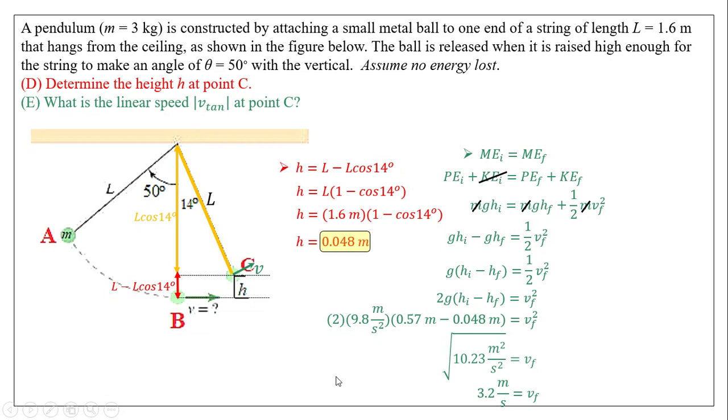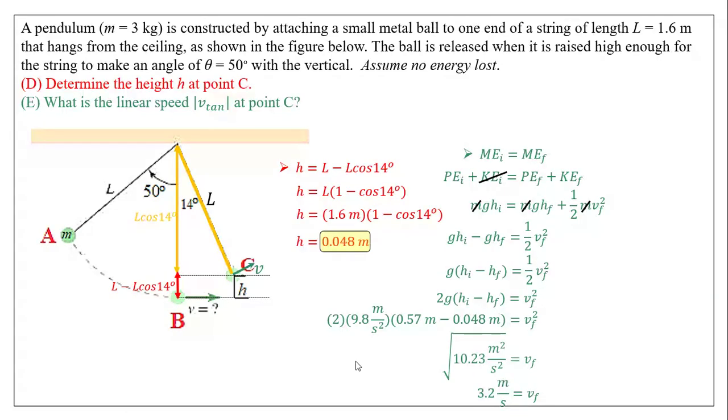Which makes sense, because the speed at the bottom, I think I calculated, was about 3.34. So as it rises, it has to slow down. So 3.2 is reasonable. I just know that it has to be smaller than 3.34. And here the angle is small, so this seems pretty reasonable. All right, hopefully my calculator works out here.